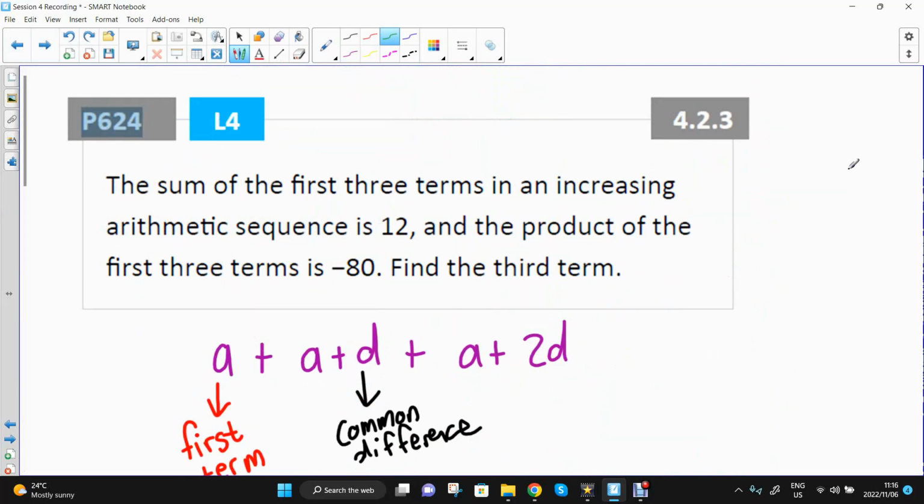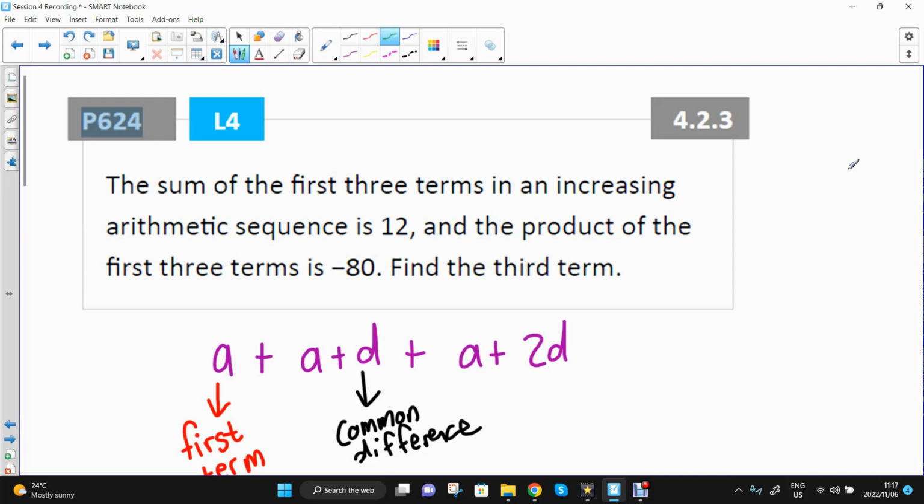The sum of the first 3 terms in an increasing arithmetic sequence is 12, and the product of the first 3 terms is minus 80. Find the third term.